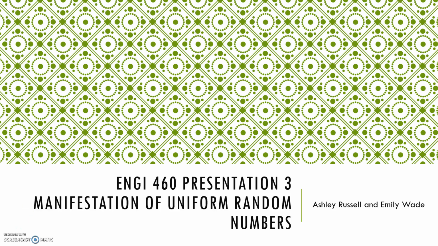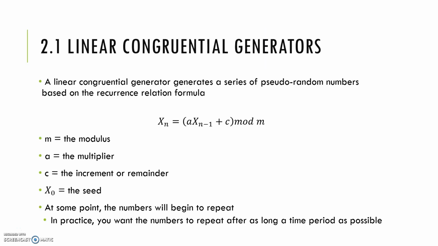I'm Ashley and I'm here with Emily, and today we're going to be talking about the manifestation of uniform random numbers. So this is all about linear congruential generators, and what that does is it generates a series of pseudo-random numbers based on the recurrence relation formula that we have here. Pseudo-random numbers are numbers that aren't exactly random, but they pass randomness checks. So you can use them like random numbers.